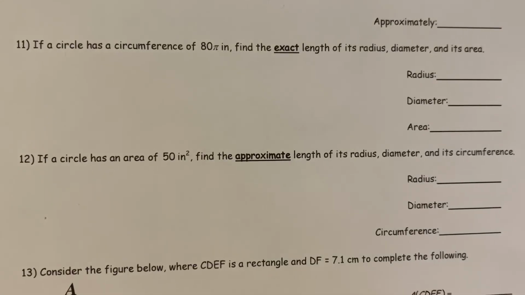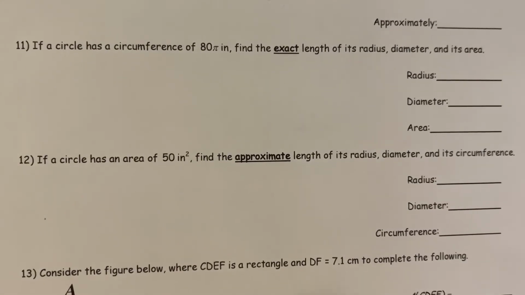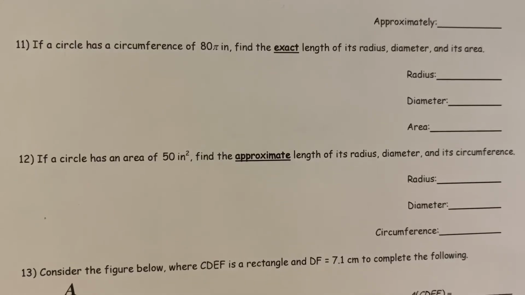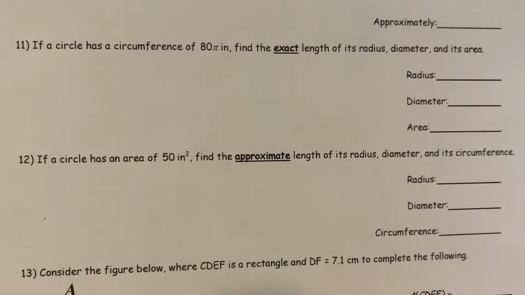This brings us to our 2 homework assignments. Our 2 homework problems, 11 and 12. You'll notice these should look very familiar based on what we've just gone over. You are given some information about the circle, you're asked to find everything else. In both cases, radius and diameter. In number 11, you're given circumference and asked for area. In number 12, you're given area and asked for circumference. You can see the difference between where it asks for exact and approximate.